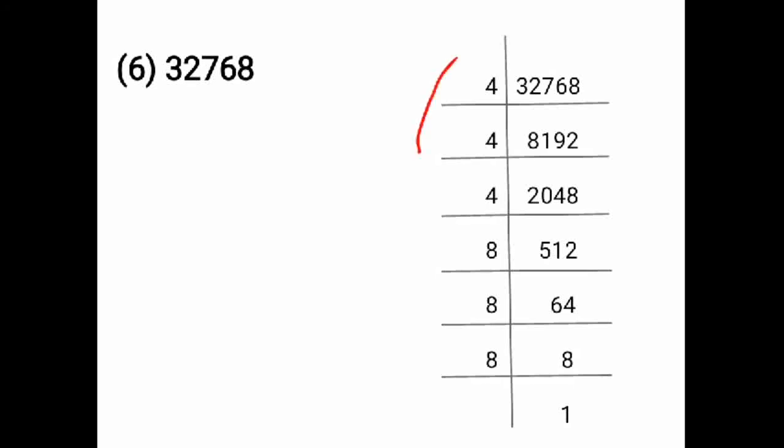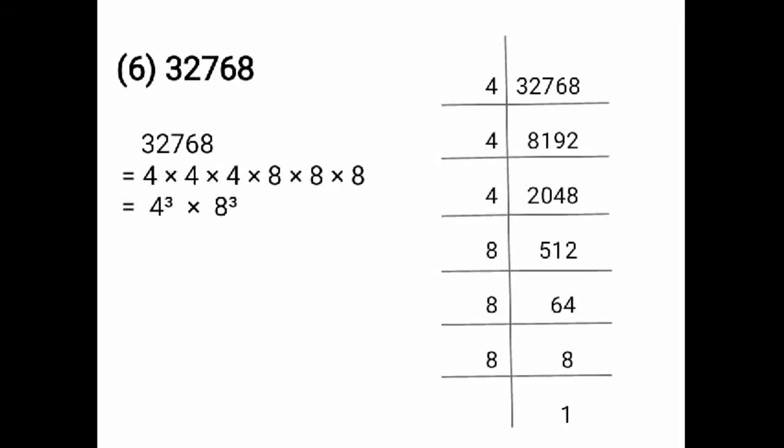Now you have to write these numbers in multiplication form. The same number is repeating 3 times in the multiplication form of the divisors, 4 and 8. 32,768 is equal to 4 into 4 into 4 into 8 into 8 into 8. 4 into 4 into 4 is 4 cube, 8 into 8 into 8 is 8 cube. Write in bracket the bases, that is 4 into 8 raised to cube. 4 8s are 32, that is 32 cube.